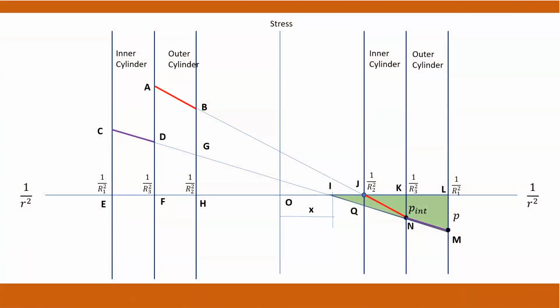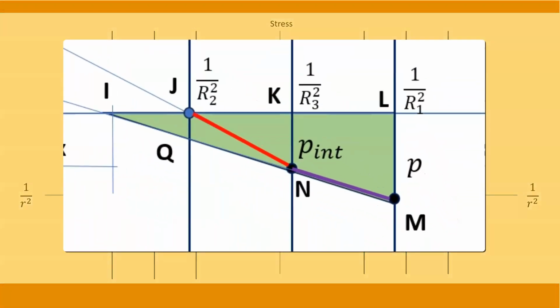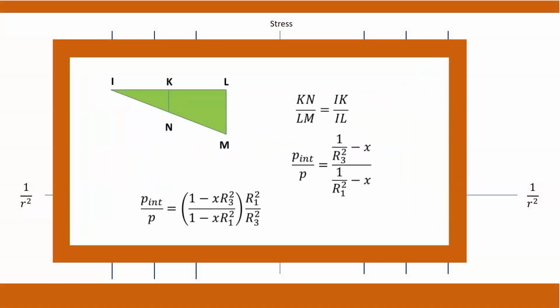Now consider the triangles ILM and IKN. From these two triangles we can obtain a relationship between interface pressure due to applied internal pressure and the value for x.